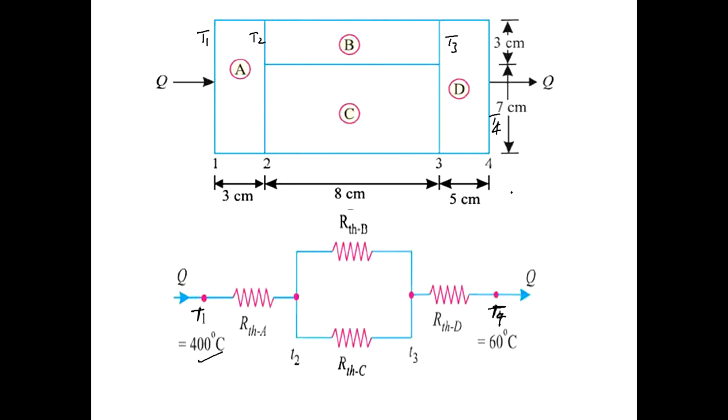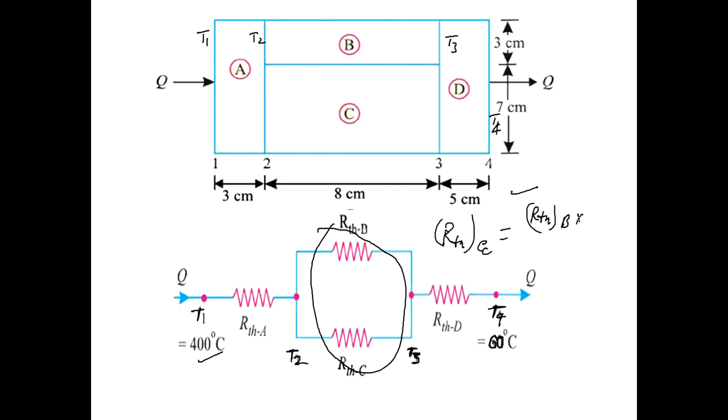T1 is 400 degrees Celsius and T4 is 60 degrees Celsius. Note on this sketch properly, with temperatures T2 and T3. Then you want to find the equivalent thermal resistance, which is equal to R thermal resistance due to B into R thermal resistance due to C divided by R thermal resistance B plus R thermal resistance C. This is the formula you want to write down.